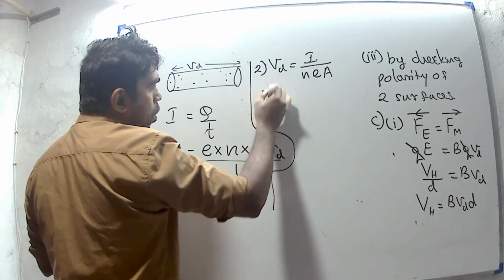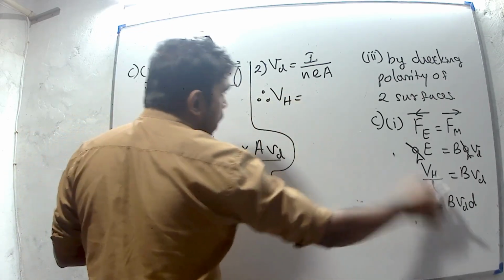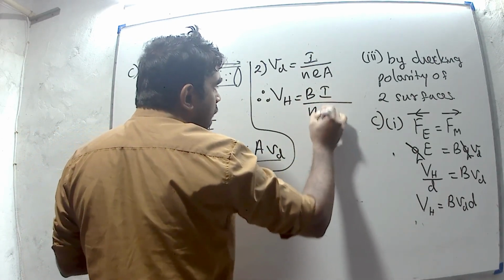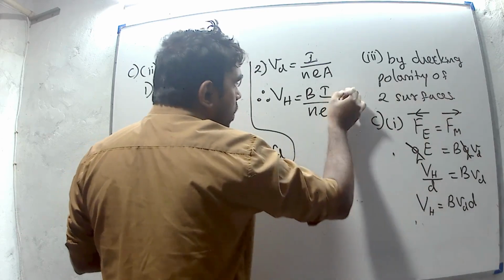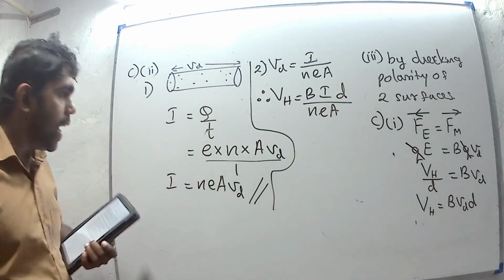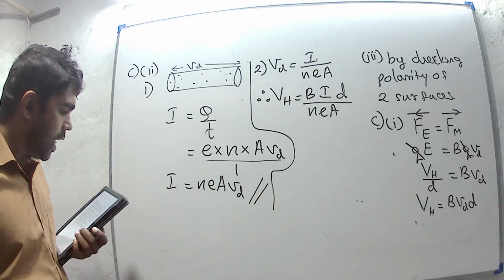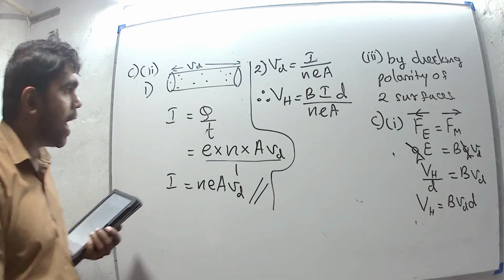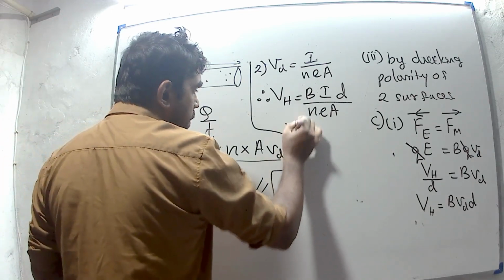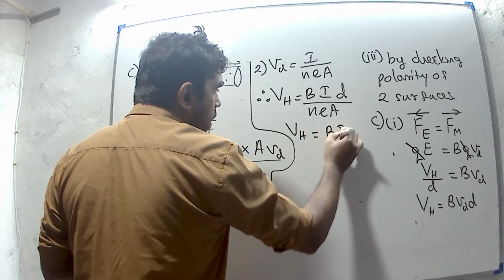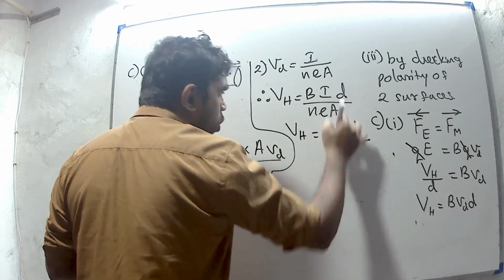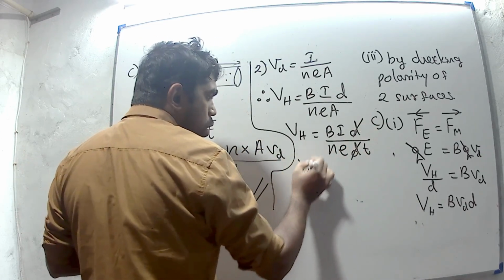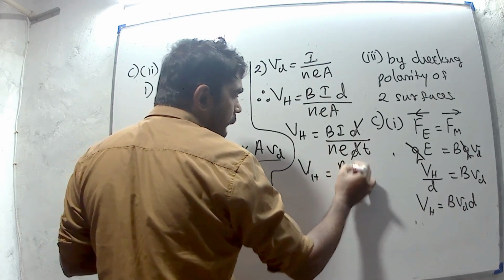Therefore, for the Hall voltage, we can substitute the Vd value, I over NEA, into BVd. Then we can substitute the area. Cross-sectional area is thickness times breadth. Breadth is considered as d. Then VH equals BId over NE, and cross-sectional area is d times t. Then we can cancel out d. Hall voltage is BI over net.